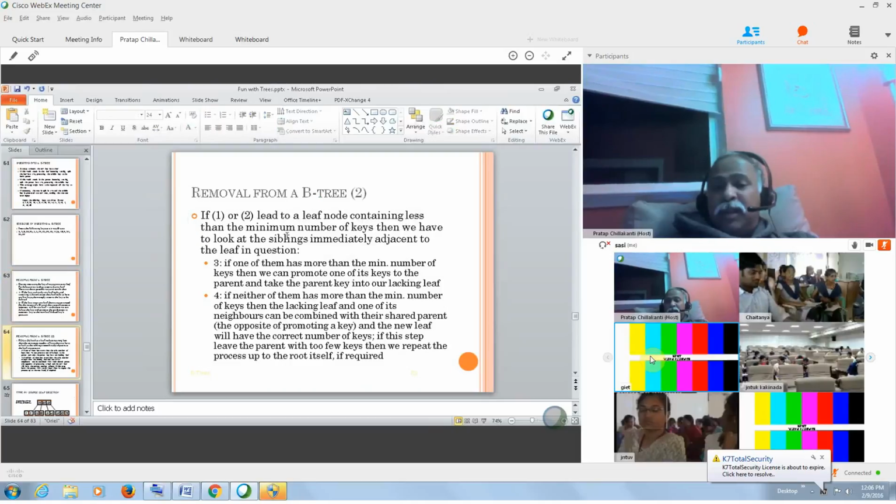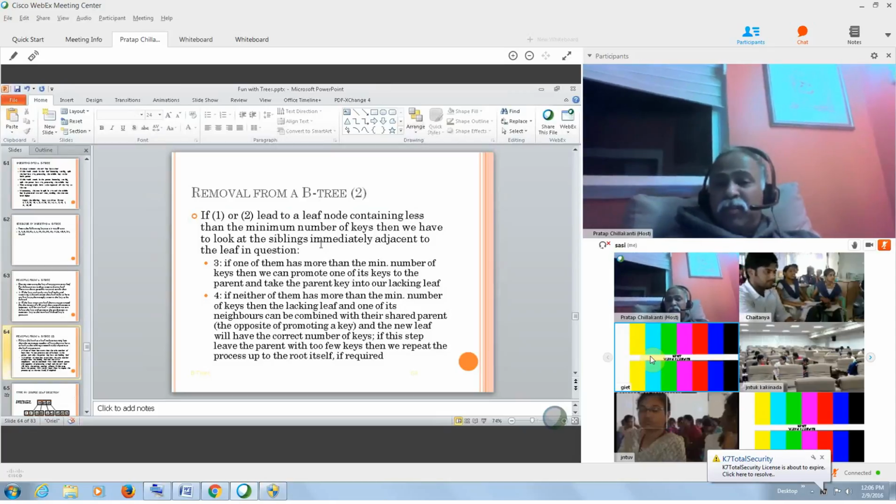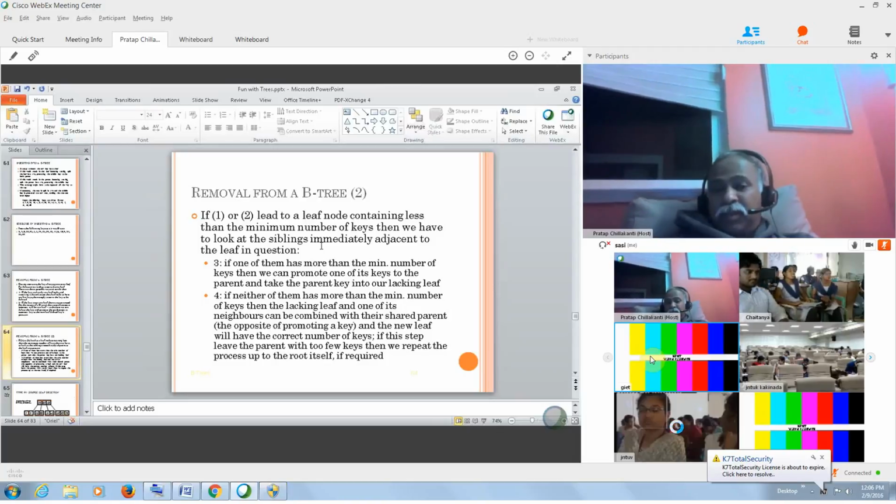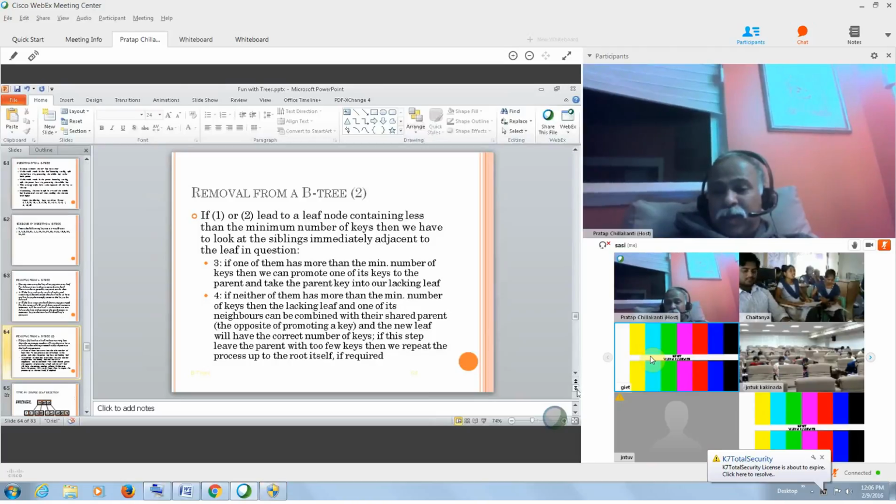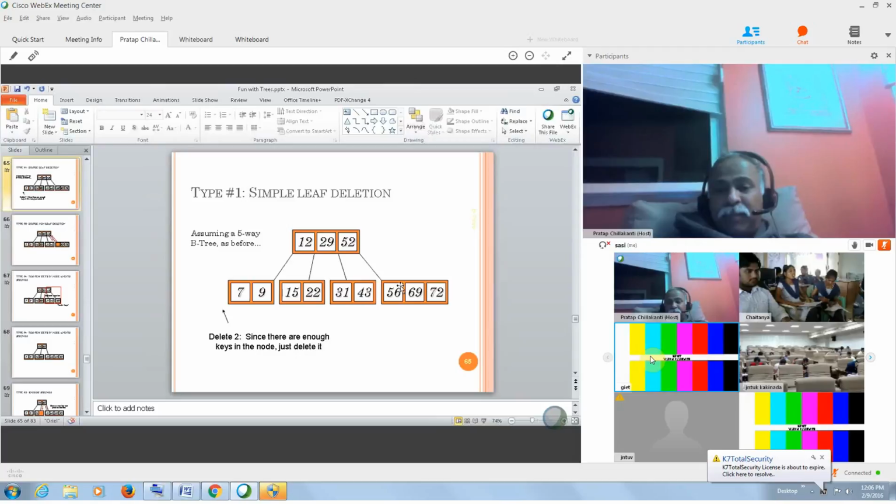To a leaf node containing less than the minimum number of keys, then we have to look for the siblings immediately adjacent to the leaf in question. Okay, so he's just showing you. Okay, let's look at that. Okay, so this is the 12, 29, 52, and then how many? What is the order 5 tree here? And how many keys are there here? It has 4, right? Less than 12, between 12 and 29.